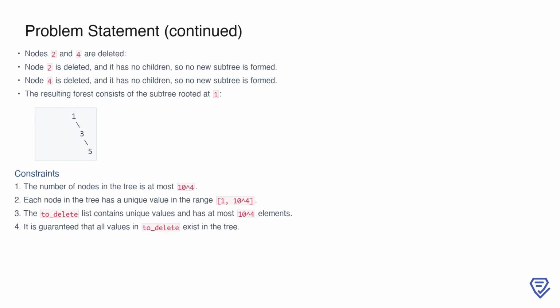In this example, nodes 2 and 4 are deleted. Node 2 is removed, and since it has no children, it does not contribute to any new subtree. Similarly, node 4 is deleted, and it too has no children, so no new subtree is formed from it. The resulting forest consists of a single subtree rooted at 1. In this subtree, 1 has no left child, and 3 remains its right child. Node 3 continues to have 5 as its right child. This subtree represents the entire output forest for this example.